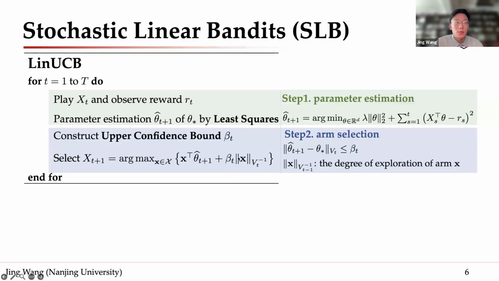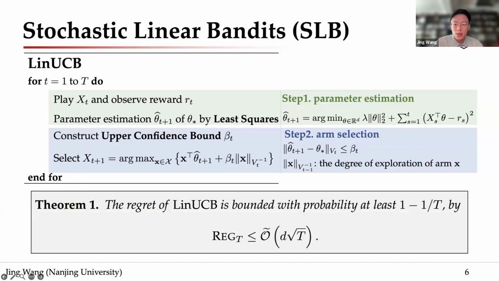Combining these two terms, this is the UCB algorithm, which can balance exploitation and exploration automatically. And this algorithm has already achieved a nice theoretical guarantee. That is, with high probability, the regret of linear UCB is at most on the order of d times square root of T, where d is the dimension of the feature vector of each arm, and T is the time horizon.